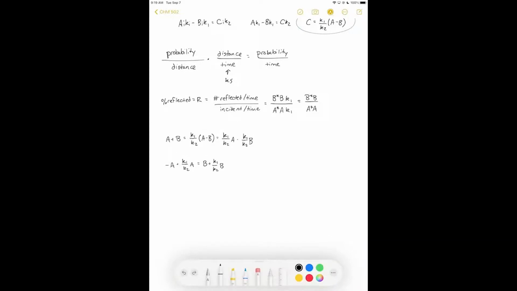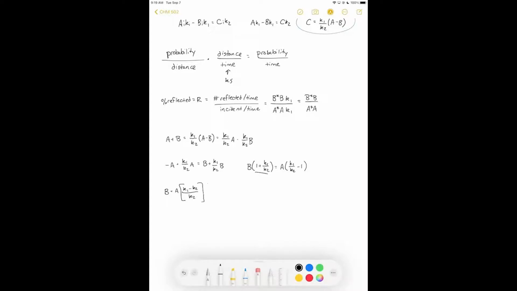Then we can factor out the a and b and solve for what these are. If we pull out the b's, we'll end up saying that b times (1 plus k1 over k2) is equal to a times (k1 over k2 minus 1). Then if we divide by this term, we'll end up with b in terms of a. So b is equal to a, and I'll write it as a multiplication. I'm going to pool these terms together. So k1 over k2 minus 1 is the same as (k1 minus k2) over k2.